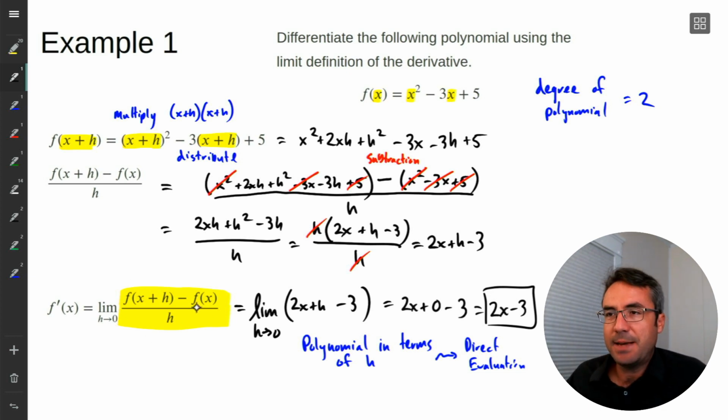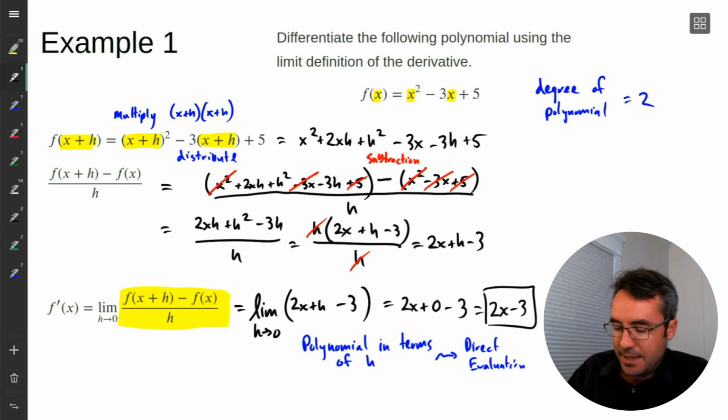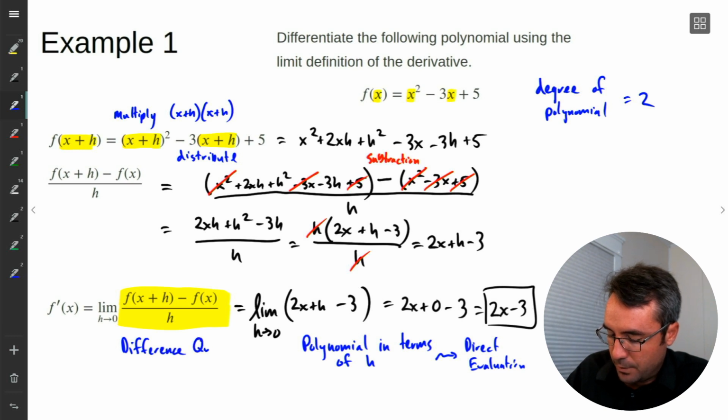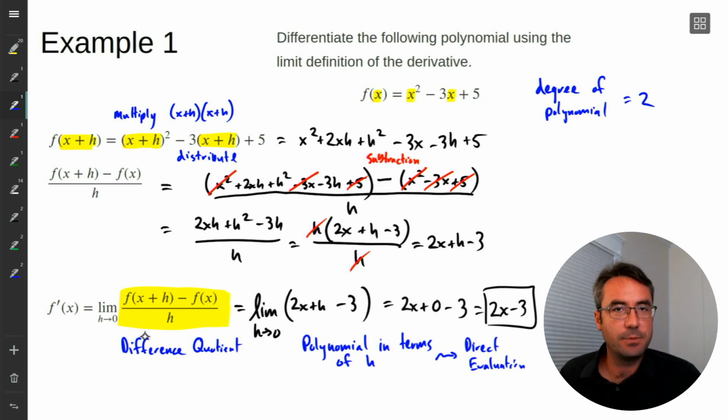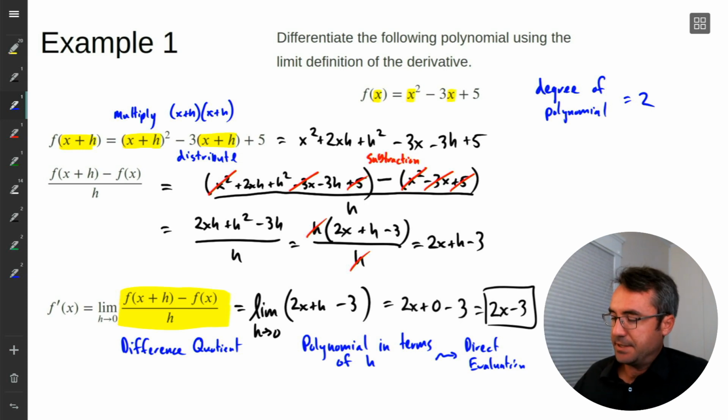Just one other thing. Sometimes we call this fraction, f of x plus h minus f of x all over h, by a special name. We call it a difference quotient. We will be investigating that expression a little bit further in a few lessons. So that does have some significance as well. And we've seen that with secant lines and average velocity. So it does have its own interpretation as well. But we have our derivative, 2x minus 3, for this example. All right.